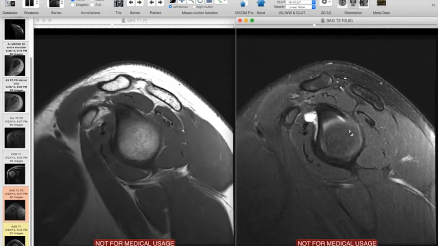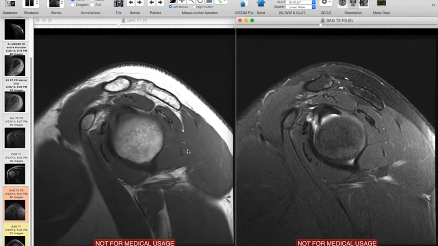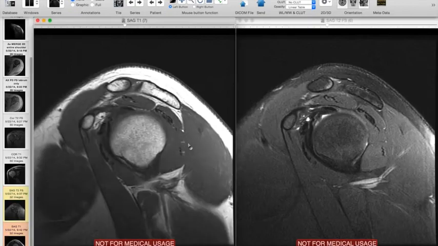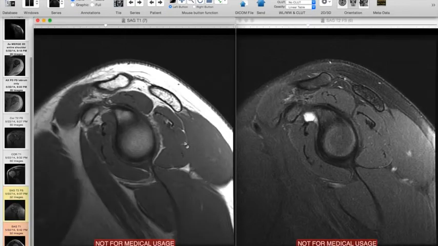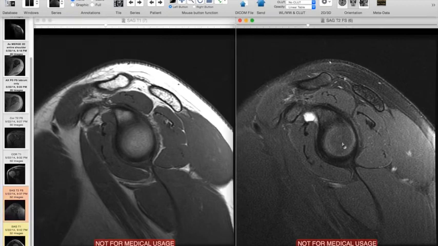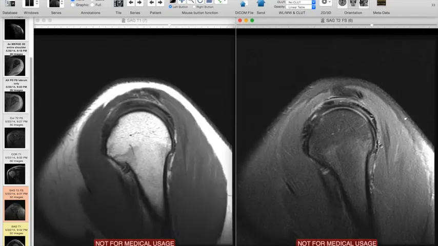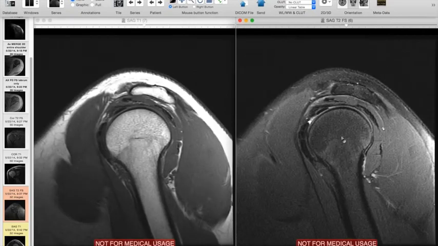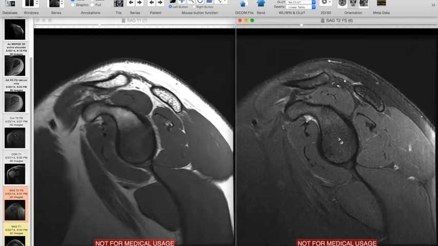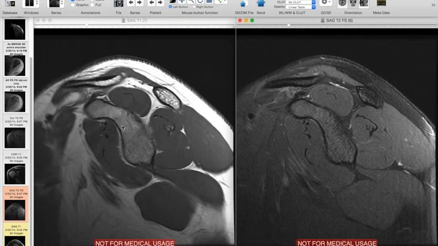Now, I mentioned the teres minor before. It's sort of low yield in that it doesn't get injured that often, but here on the T1 weighted images, you can see a fat plane partially between the infraspinatus and the teres minor here. So here's teres minor on the T2 weighted image, and you can follow that out again below the equator of the humeral head. Subscapularis, this is my favorite plane for this muscle.